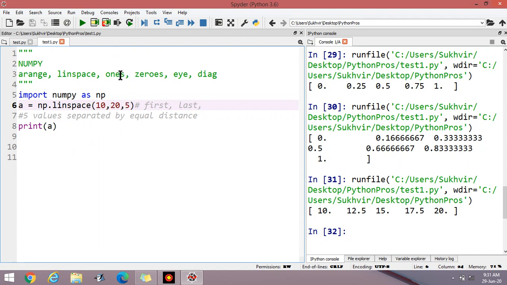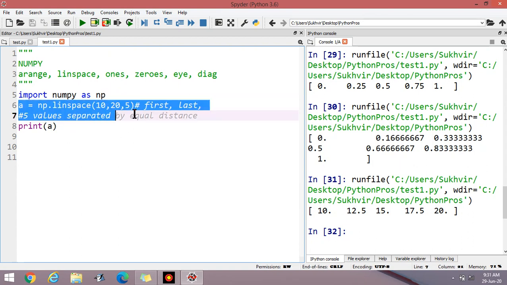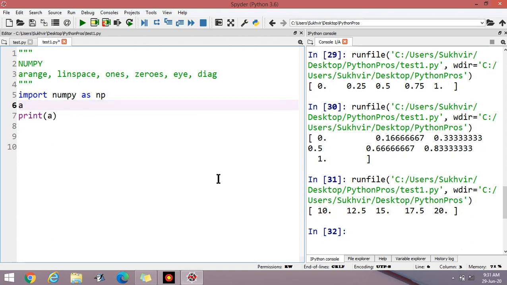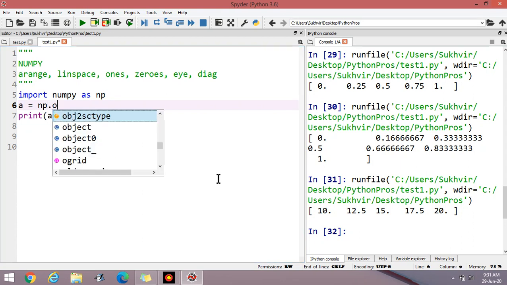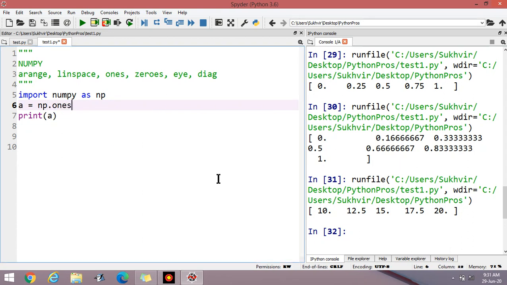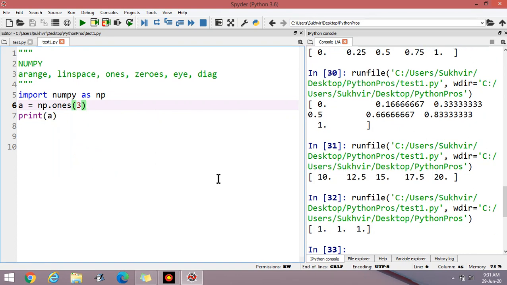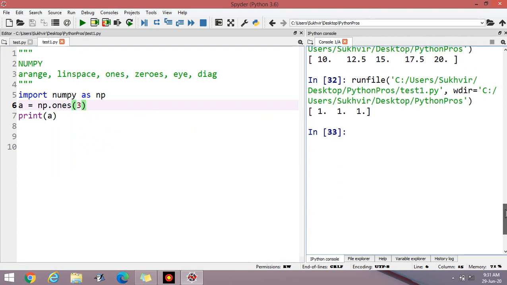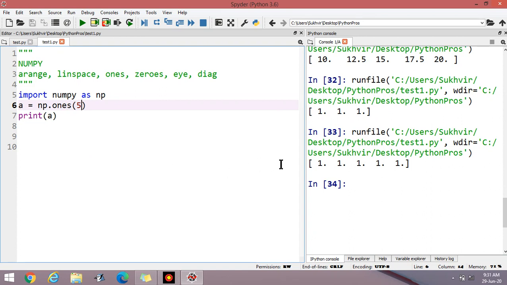Now next one is ones. What is the meaning of ones? Suppose I write a is equal to np dot ones, and here I am writing 3. Check the output. It means single row is there with all the elements as 1. If I am writing 5, it means 5 ones are there.